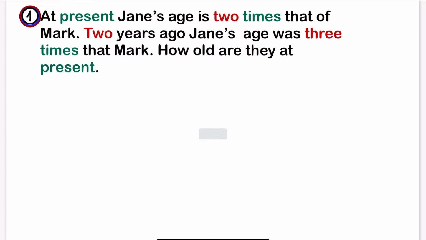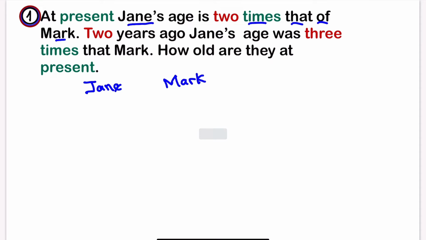So today we are going to solve a linear equation that involves word problems. Our first question: Jane's age is 2 times that of Mark. So let's write, we have Jane and we have Mark. Jane's age is 2 times that of Mark.